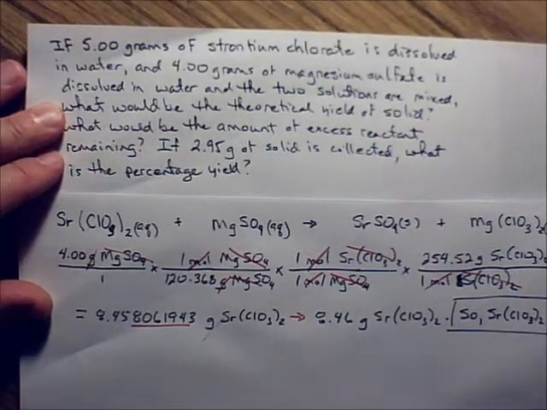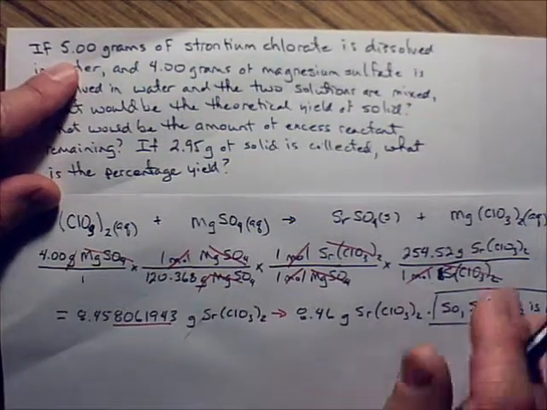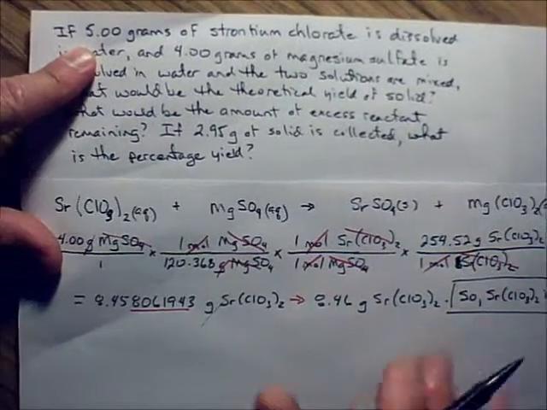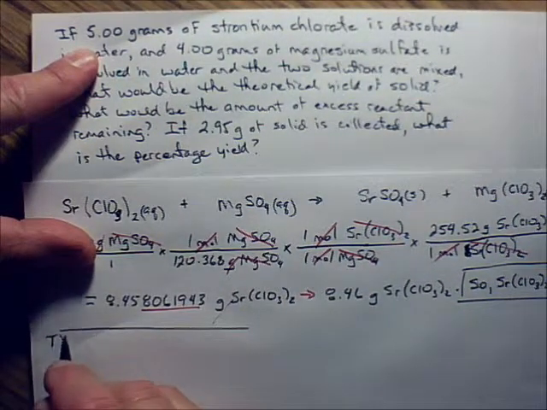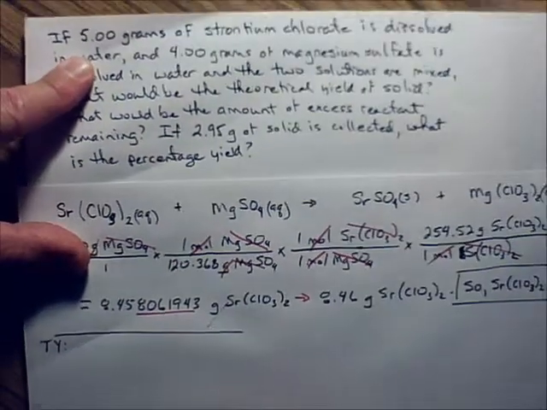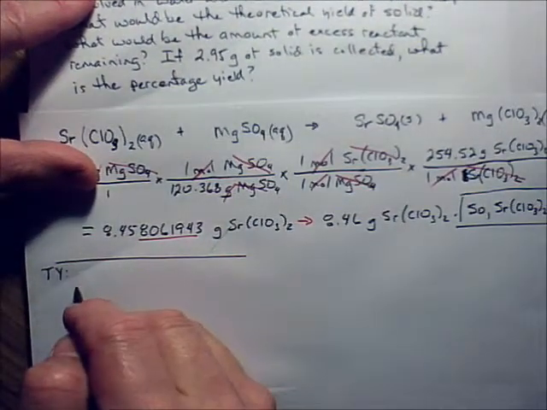All right, then let's see. So we want to start with the given amount of limiting reactant. Our limiting reactant is strontium chlorate. So 5 grams. Let's see, here we go. We're going to find our theoretical yield here. And so we got 5 grams of strontium chlorate.